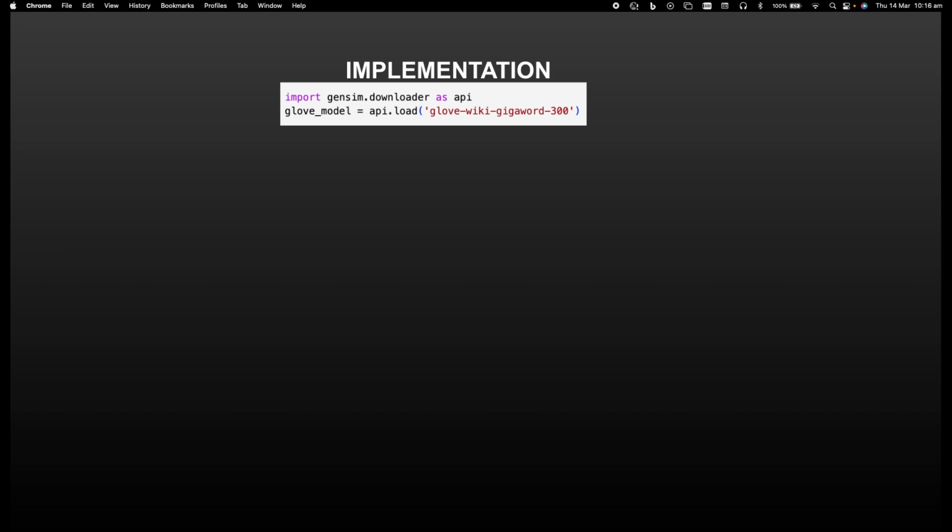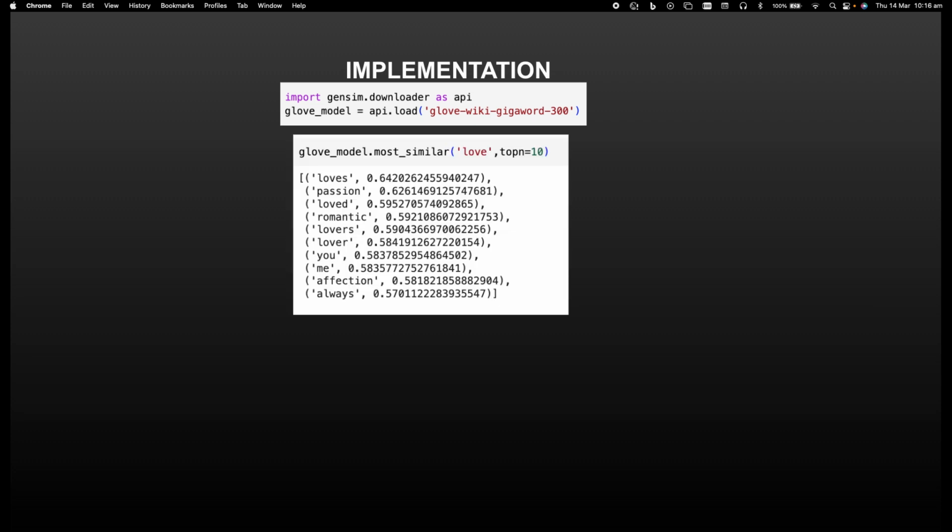I tried to create my own GloVe model, my own embedding, but it was a failure. So I downloaded a GloVe embedding from the internet. I have assigned the GloVe model, and what I'm trying to show here is the most similar words that are close to love. And if you see, it gives the probability, and I have shown the top 10: loves, passion, love, romantic, lovers, lover, you, me, affection, always. So these words are closely related to the word love. That's what we are showing here.